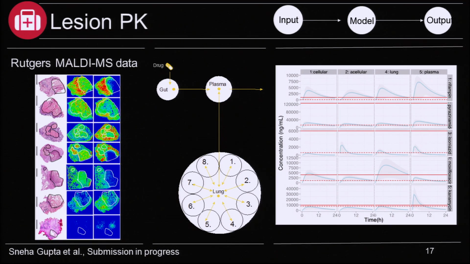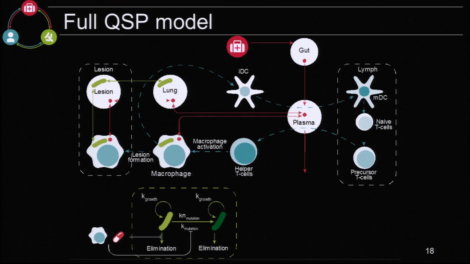On the right-hand side, we have some simulations where we see that at the top, those drugs are actively reaching their target concentration, but drugs such as kanamycin are below our target concentrations in our lesions. So at the end, after layering all these effects, we have our full quantitative systems pharmacology model. And it's all about bringing together our host immune system, our mycobacterial infection, and also our drug on board.